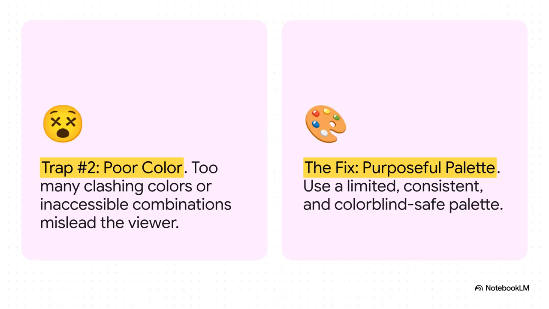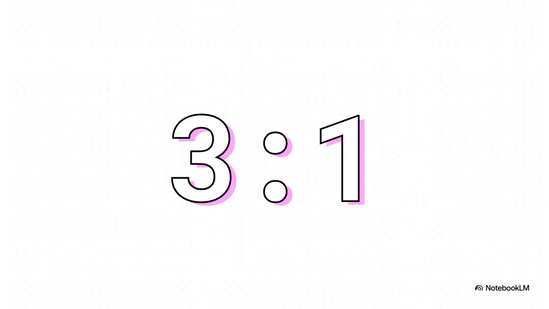Trap number 2 is all about color, or rather, poor color choices. You know, the wrong colors don't just look ugly, they can make a chart totally unreadable. Too many colors is just chaos. Clashing colors hurt the eyes. So the fix is to use a limited, consistent, and really purposeful color palette. And, this is key, make sure it's accessible. So, how accessible are we talking? Well, the professional standard is a minimum 3:1 contrast ratio. That's between any adjacent colors in your graph and also between those colors and the background.